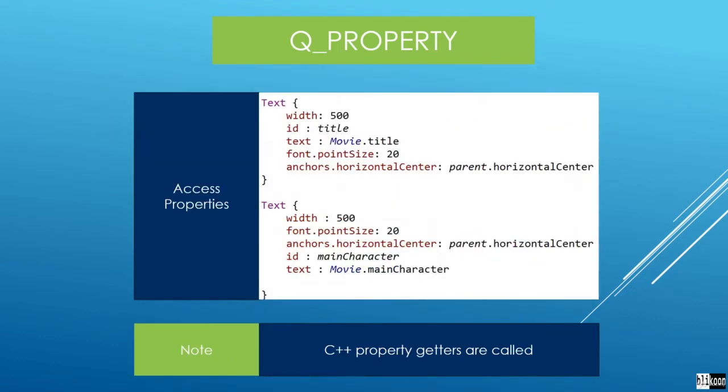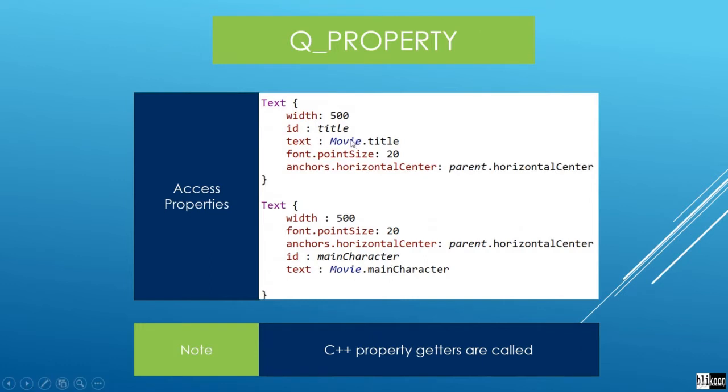Okay, we just talked about the C++ side of things. How do things look on the QML side? On QML, things look pretty normal. There is no sign that you are really dealing with a C++ method. All you have to do is read the property. You see here we are reading the title, and down here we are reading the main character. This is how you access the properties.